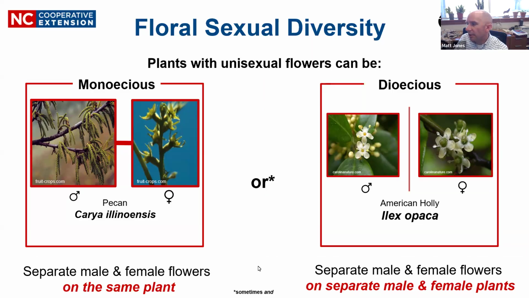And then there are certainly every variation in between. You can have plants that are mostly dioecious, but occasionally have monoecious, so they might have both flowers on them. There's this incredible sexual diversity in plants. So if you can imagine a combination, it might exist in the plant kingdom.